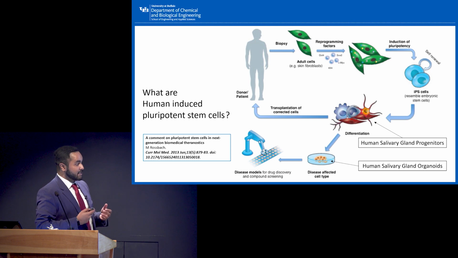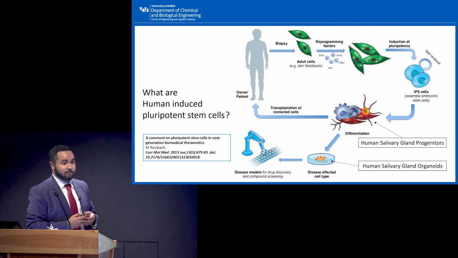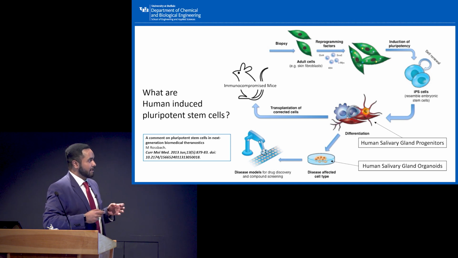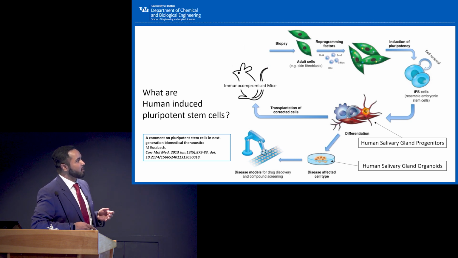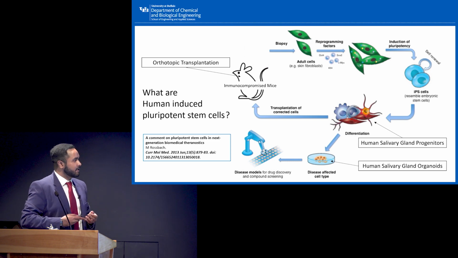And organoids are important as they are 3D constructs that mimic tissue function and form. So they can be used for modeling diseases and also for drug discovery applications. What we'll end the talk with is, instead of showing transplantation into humans, we're going to show it in an immunocompromised mouse. So we're going to use these progenitors and transplant them orthotopically into the submandibular gland of the mice.